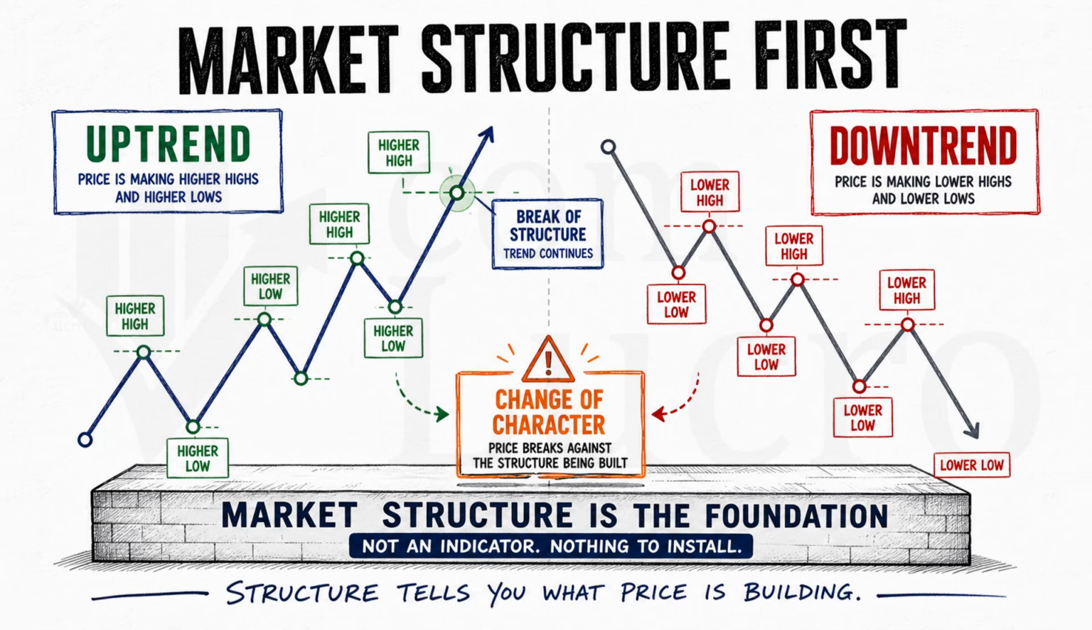Before we open the toolbox, one word about the thing that sits underneath all of it: market structure. Market structure is how price organizes itself over time. It is not an indicator, and there's nothing to install. In an uptrend, price builds higher highs and higher lows. In a downtrend, lower highs and lower lows. When price breaks a previous high or low in the direction of the trend, that is a break of structure. When it breaks the structure it was building, that is a change of character.